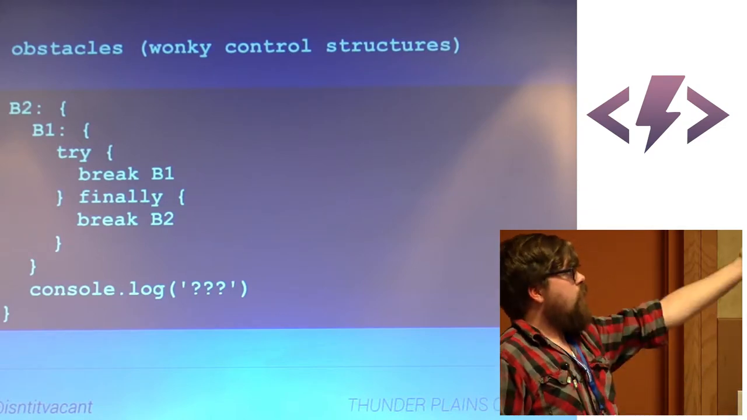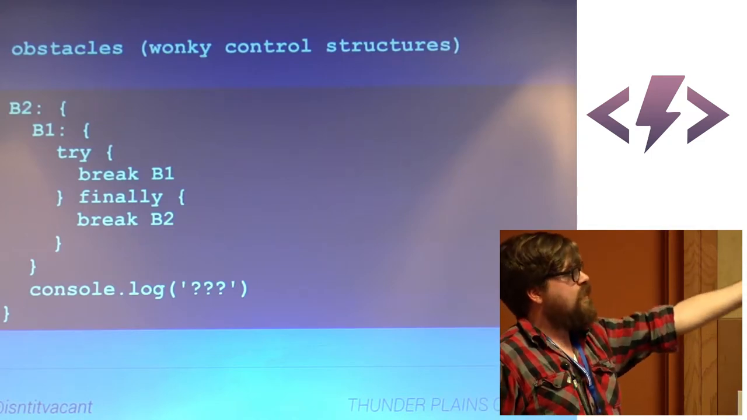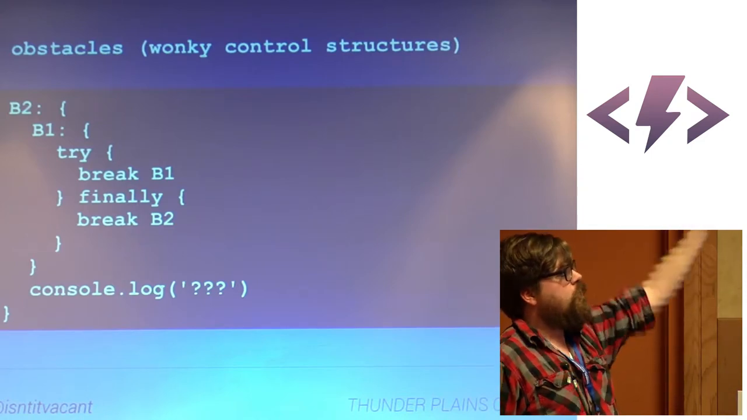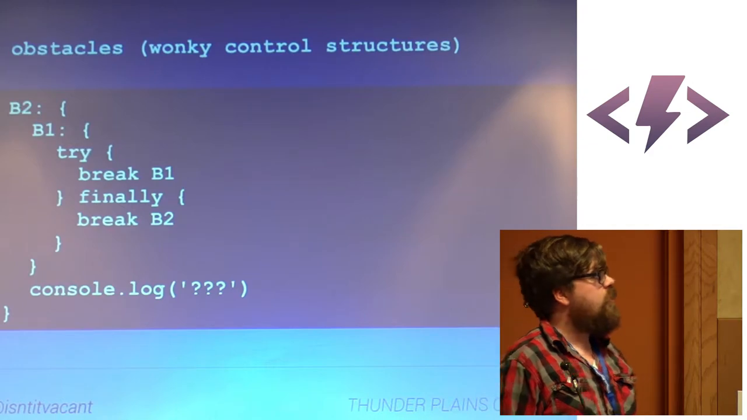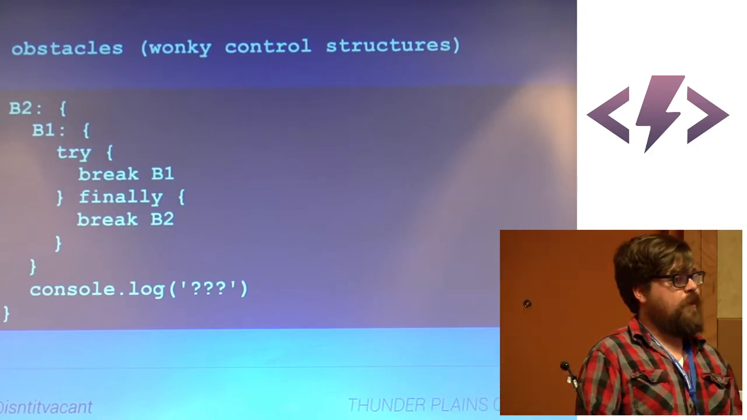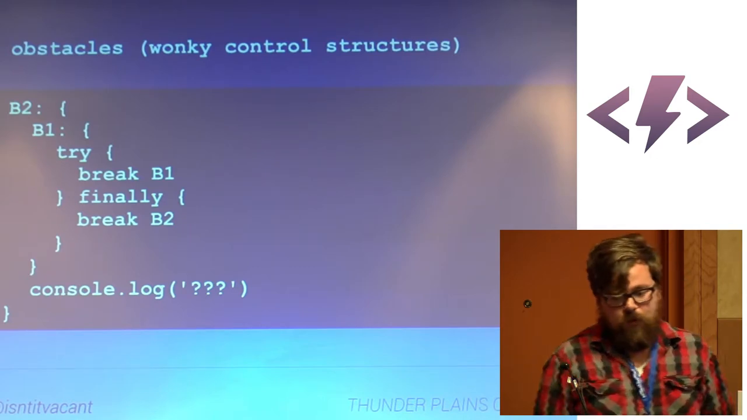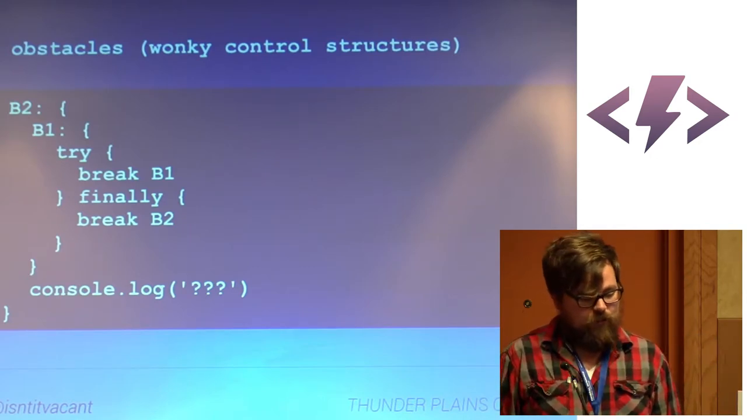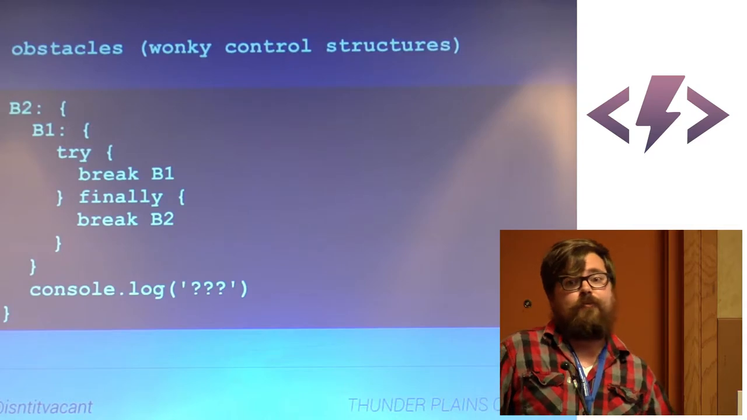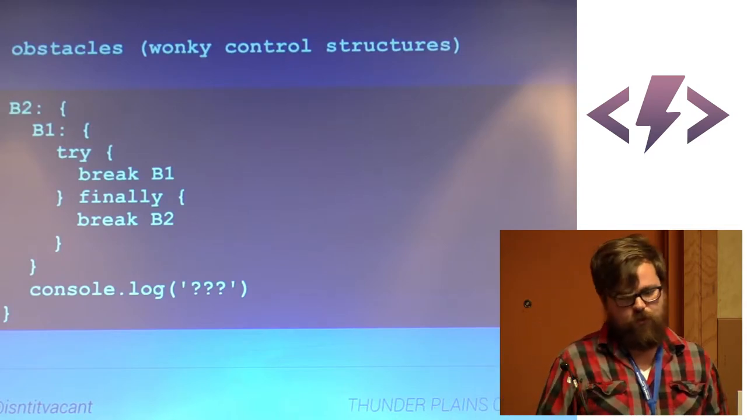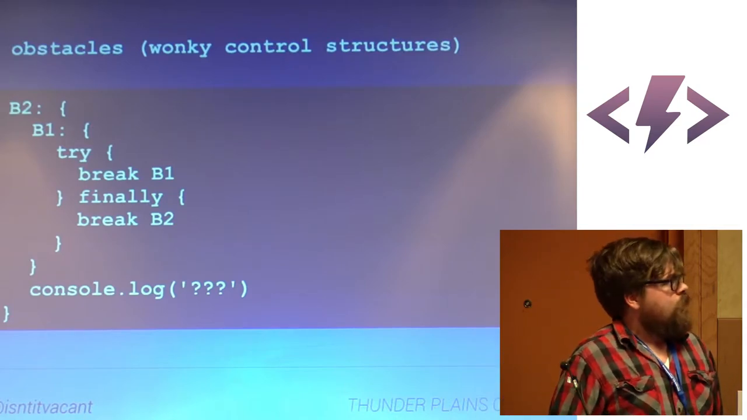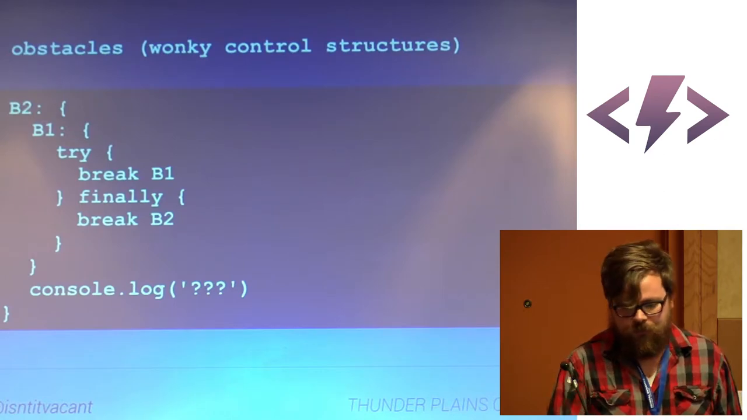So we want to break to B1. There's a finally. It says break B2, so we break to B2. Doesn't matter what happened in the try block. Even if you return, you could actually prevent the return from happening, which is just crazy. It's in the language, so we had to account for it, unfortunately. Or fortunately, I guess. I mean, obfuscating code is always fun.